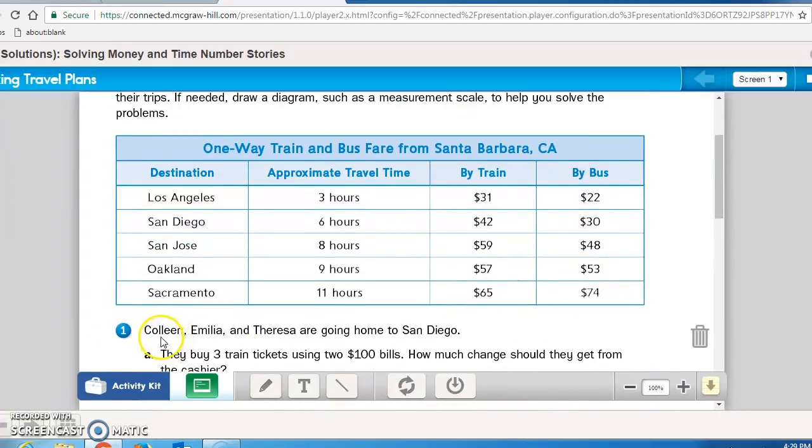Number 1 says, Colleen, Amelia, and Teresa are going home to San Diego. They buy 3 train tickets using 2 $100 bills. How much change should they get from the cashier? Well, if 3 of them bought tickets using 2 $100 bills, and they were going home to San Diego, you would look at the San Diego train ticket price, $42, and you would need to first add 42 3 times.